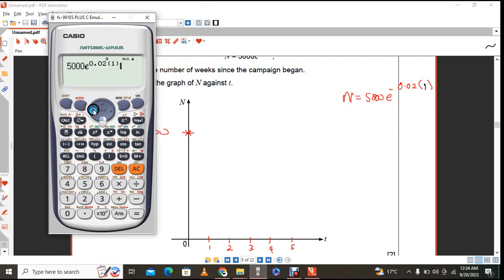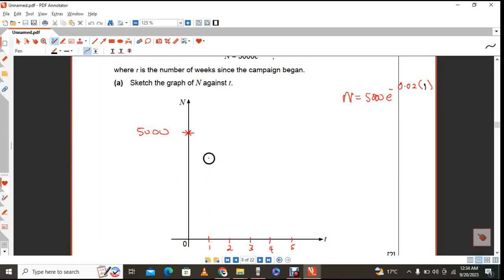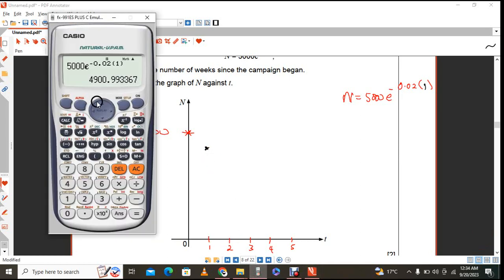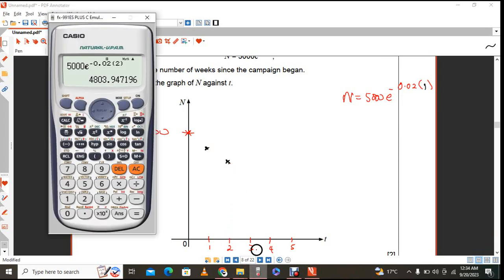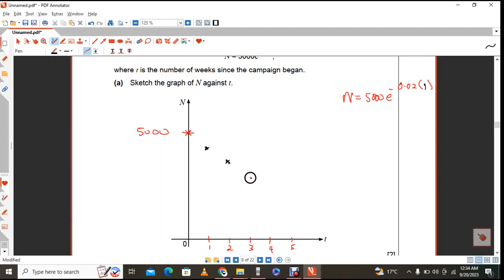That was negative over here, so it comes down. Even if I put 0, it will still be 5,000, so 4,900. Let's suppose 4,900 is somewhere here. Let's go back and put a 2 in there. You see that it drastically decreases. Let's suppose it's 4,800. Let's put a 3 in there. You'd see that it creates a 4,700. Let's suppose it's somewhere over there.